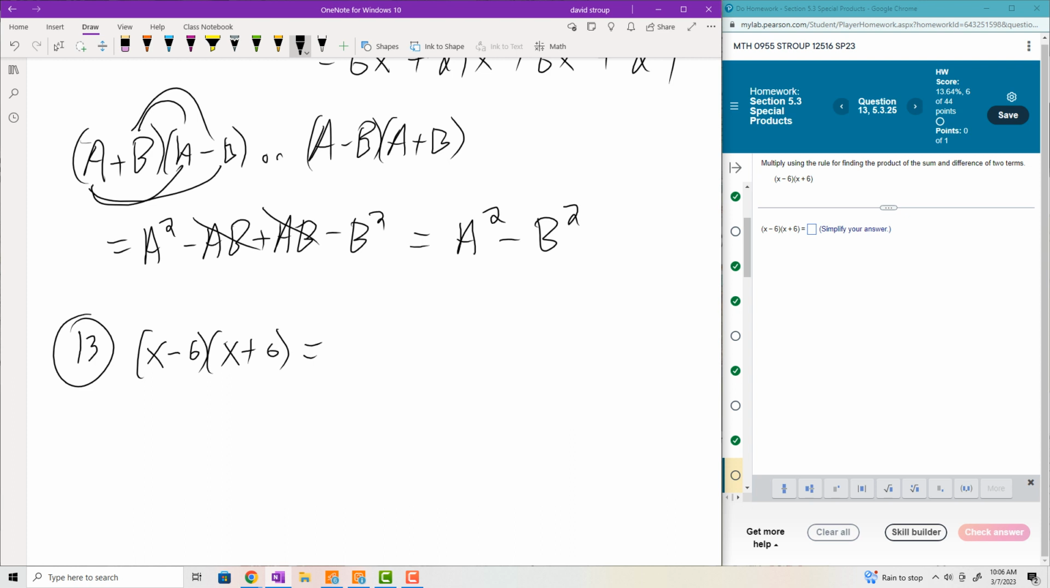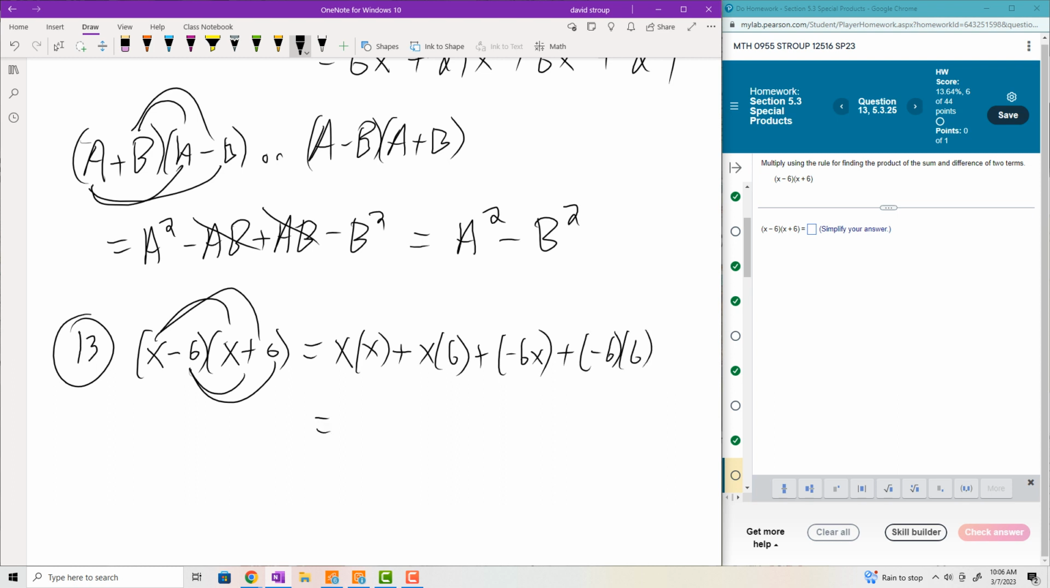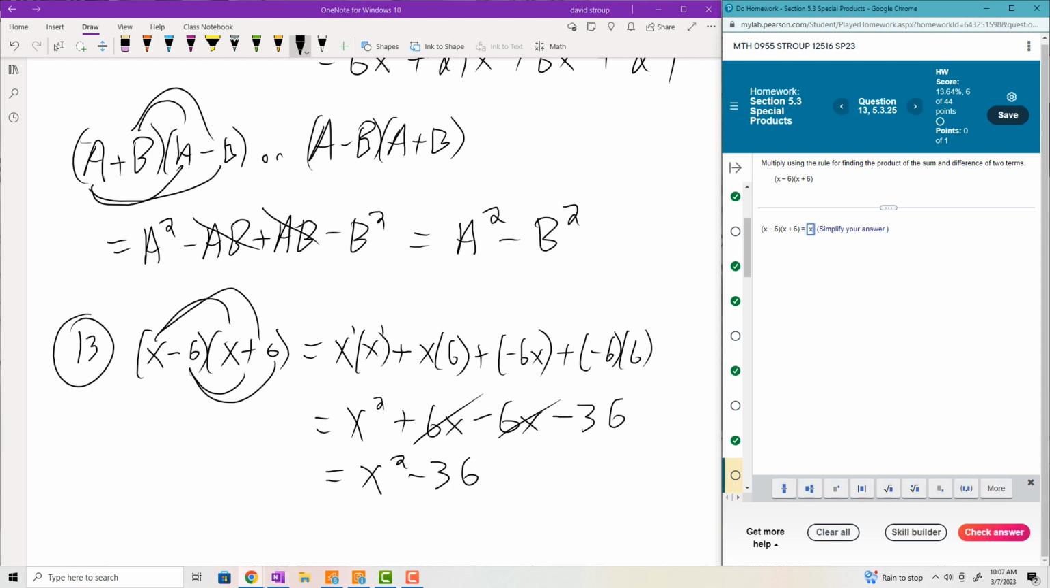Okay, so let's take a look at one. I have x times x plus x times 6, and then plus negative 6 times x, and then plus negative 6 times 6. So x times x, you're adding the exponents, 1 plus 1 is 2. Plus x times 6, same as 6x. Plus negative 6x is minus 6x. And then negative 6 times positive 6 is minus 36. And lo and behold, there go the middle terms, and you're just left with x squared minus 36.